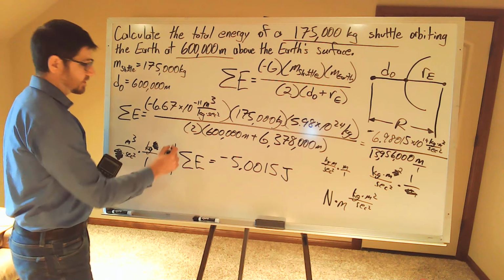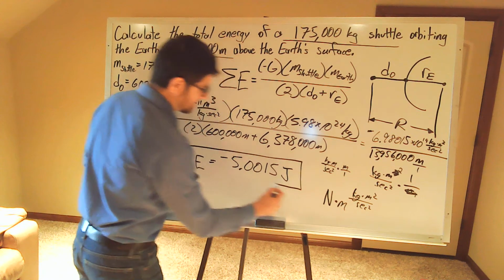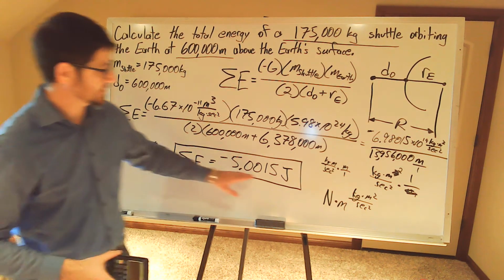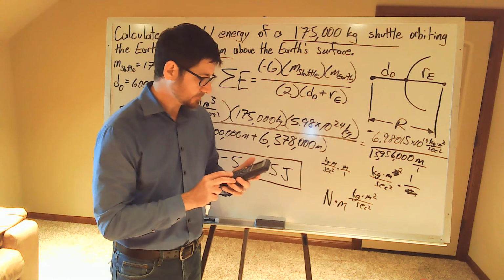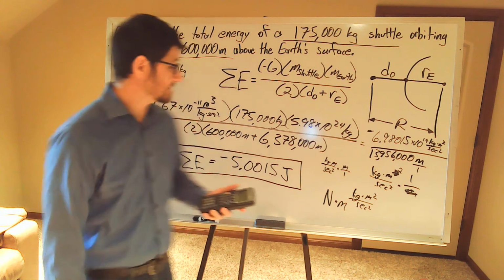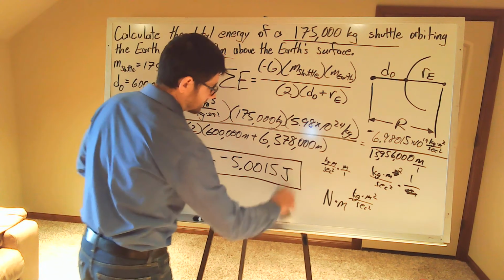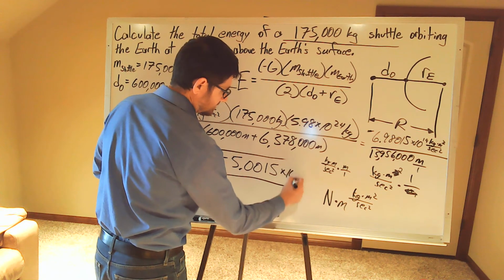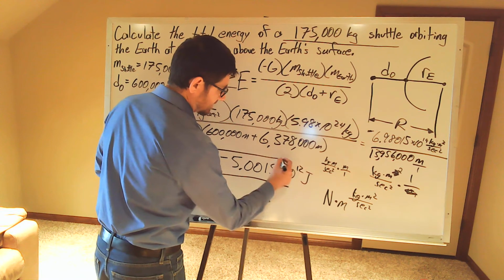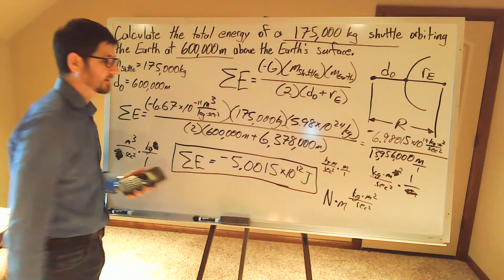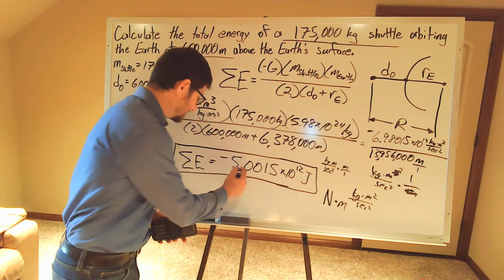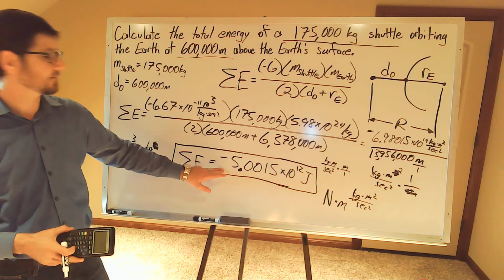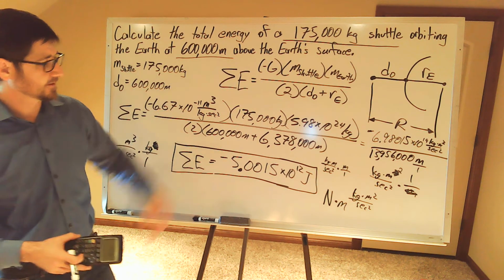So our answer for the total energy of our space shuttle is negative 5.0015, and I'm sorry, that is times 10 to the 12th joules. I thought that number was a little bit less than what it should have been. So all right, this space shuttle has a lot of energy here. So that is the total energy.